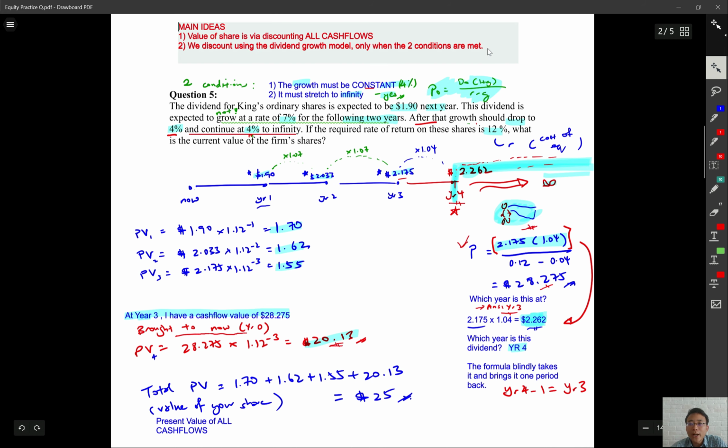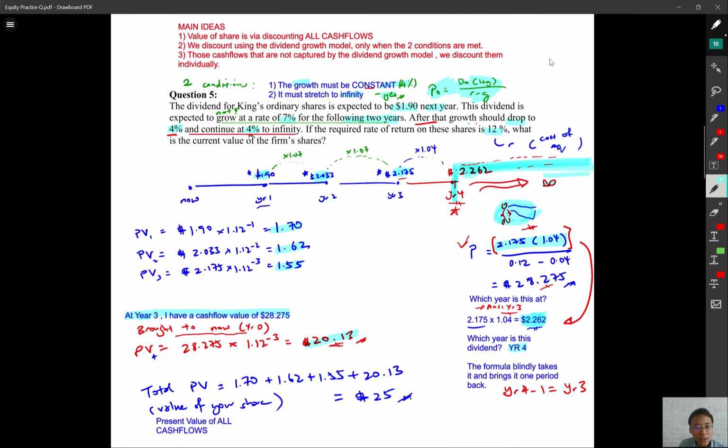Now, what about those not captured by the formula? We discount them individually. Like this one, this one, this one, all left out, right? Then take them one by one, and finally add them all up.